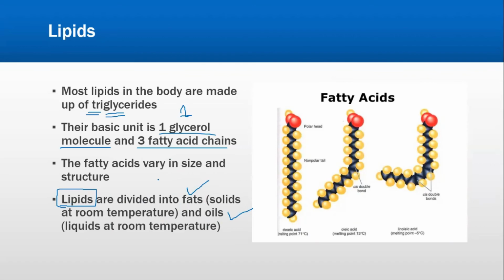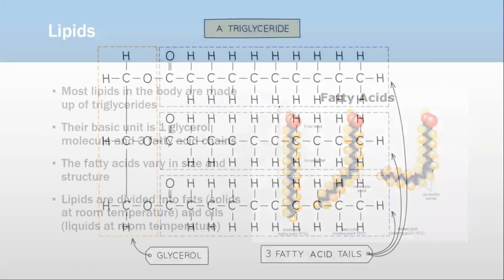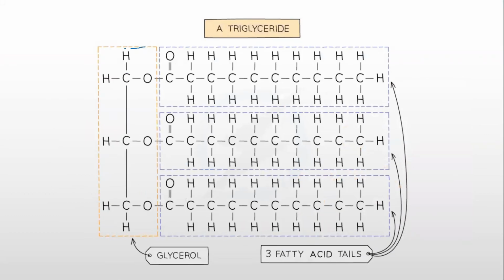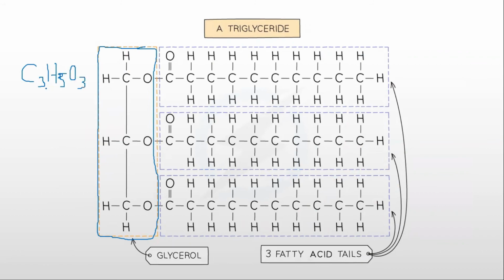And the fatty acids can vary in size and structure. होता क्या है? This is one glycerol molecule. ये तीन साथ क्या लगी होती हैं? Fatty acid chains. For example, you can see ये जो पूरा है which you can see over here, ये जो आपके पास orange dotted line के अंदर structure है, this is one glycerol molecule. इसके अंदर कितने कार्बन आ रहे हैं? C3H5O3. ये आपके पास glycerol molecule है C3H5O3 which is combining with 1 2 3 fatty acid chains.